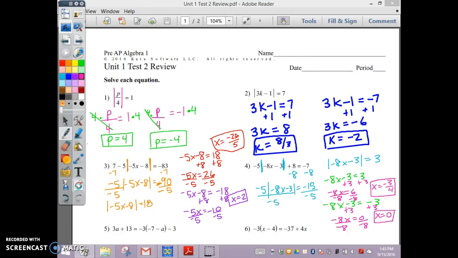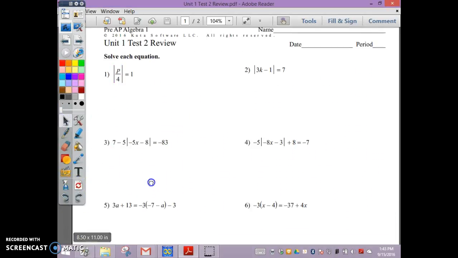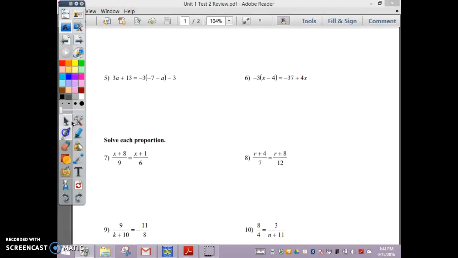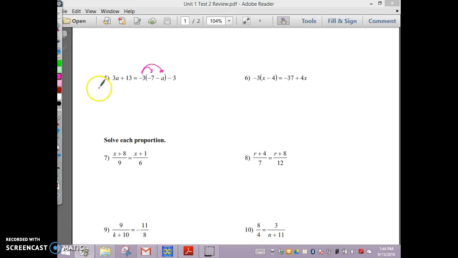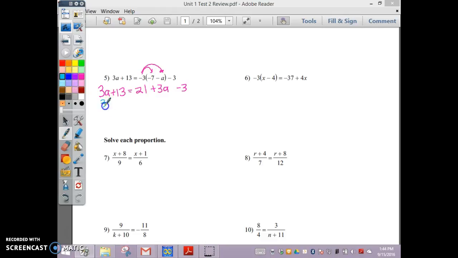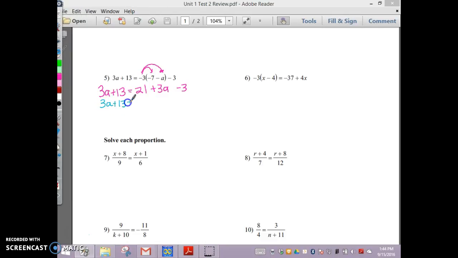Okay, 5 and 6 are just regular old equations, just with distributive property here. Distribute. So I have 3a plus 13 equals 21 plus 3a. Remember, a negative times a negative is a positive. A negative times a negative is a positive. I'm cleaning up this right side. I get 3a plus 13 equals 18 plus 3a.